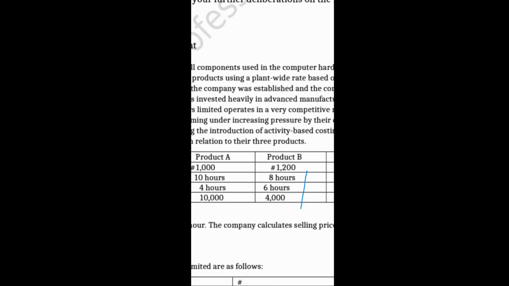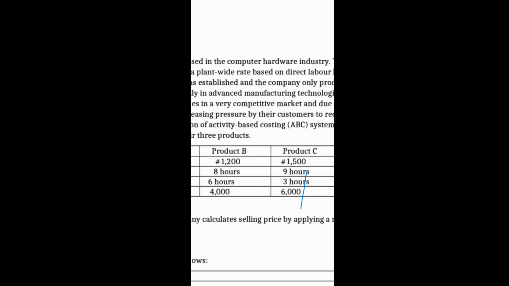Unit production cost. Go to B, add material, labor, and overhead: 1,200, 1,120 plus 240. What do you have? 2,560. You are done for B. Then go to C, add 1,500 for material plus your labor cost plus the overhead cost. What do you have?